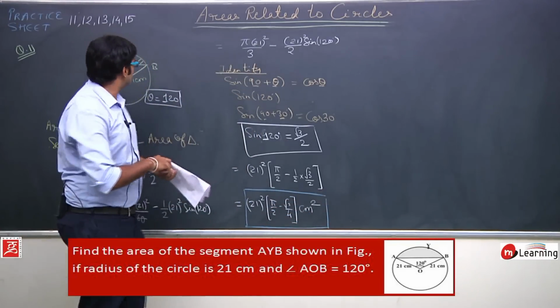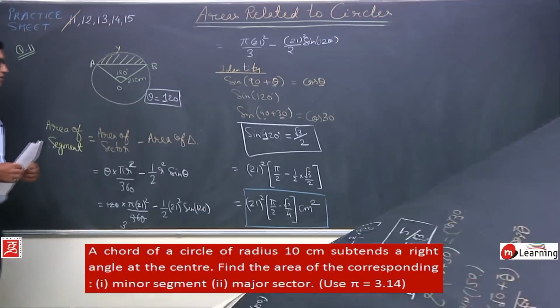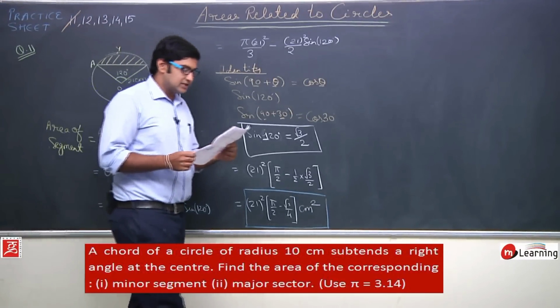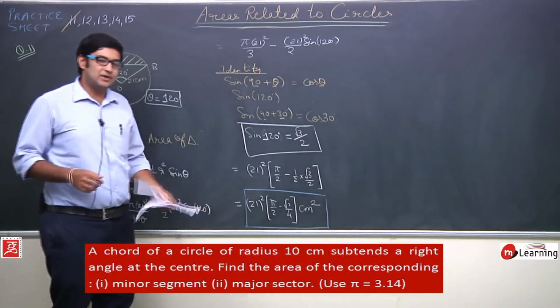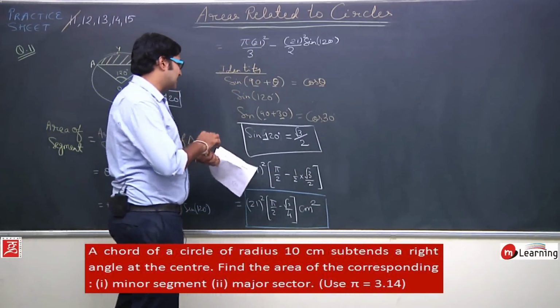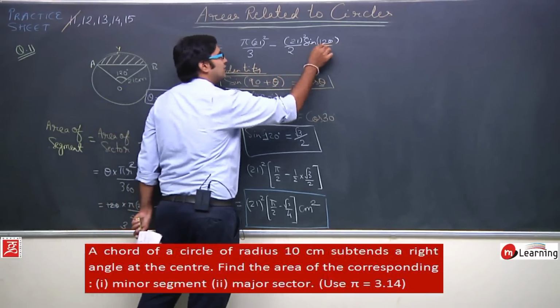Okay, so this completes question number 11. Now let us discuss question number 12. We have completed question number 11. It's a very simple question. Only the complexity arises here when you see this kind of angle as 120 degree.